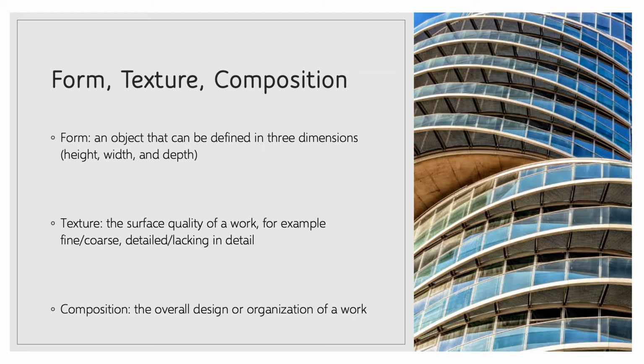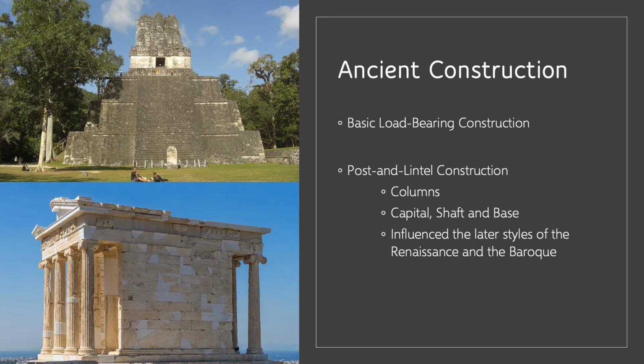Flexibility, strength, texture, and appearance affects the architect's choices. Many generations of people have admired the composition of the forms of many skyscrapers. Ancient construction consists of basic load-bearing construction, post-lintel construction, domes, vaults, and post and beam architecture.